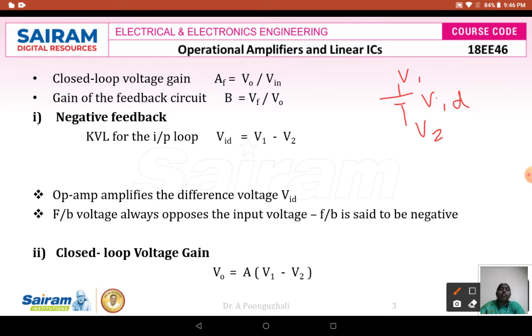So here I am going to write my KVL equation. Your KVL equation, starting from here, is going to be V1 plus 2 minus is going to be minus VID. So this voltage is going to be V2. So minus V2 is equivalent to 0.